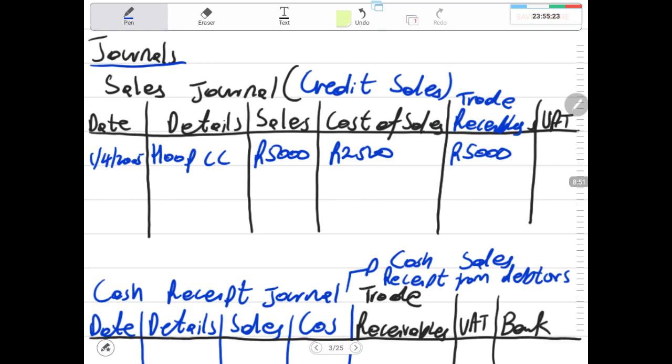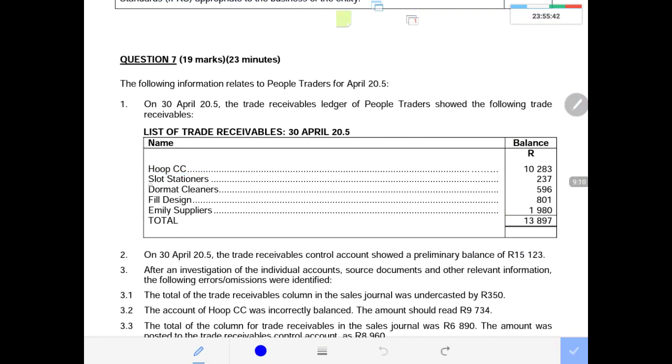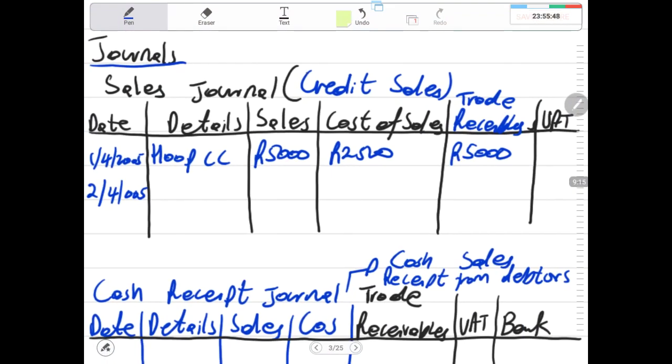Then let us say we make another sale. I'm just doing examples, guys, so that when I'm explaining the reconciliation, I can link all of that to this. Then on the 2nd of April, again in the year 2005, we sell another inventory to Slot Stationaries. Then we record the name of the customer the inventory was sold to. How much? 10,000. Cost of sales 5,000. I'm just using random numbers, please bear with me. Don't worry about the figures, but cost of sales are normally less than the selling price.